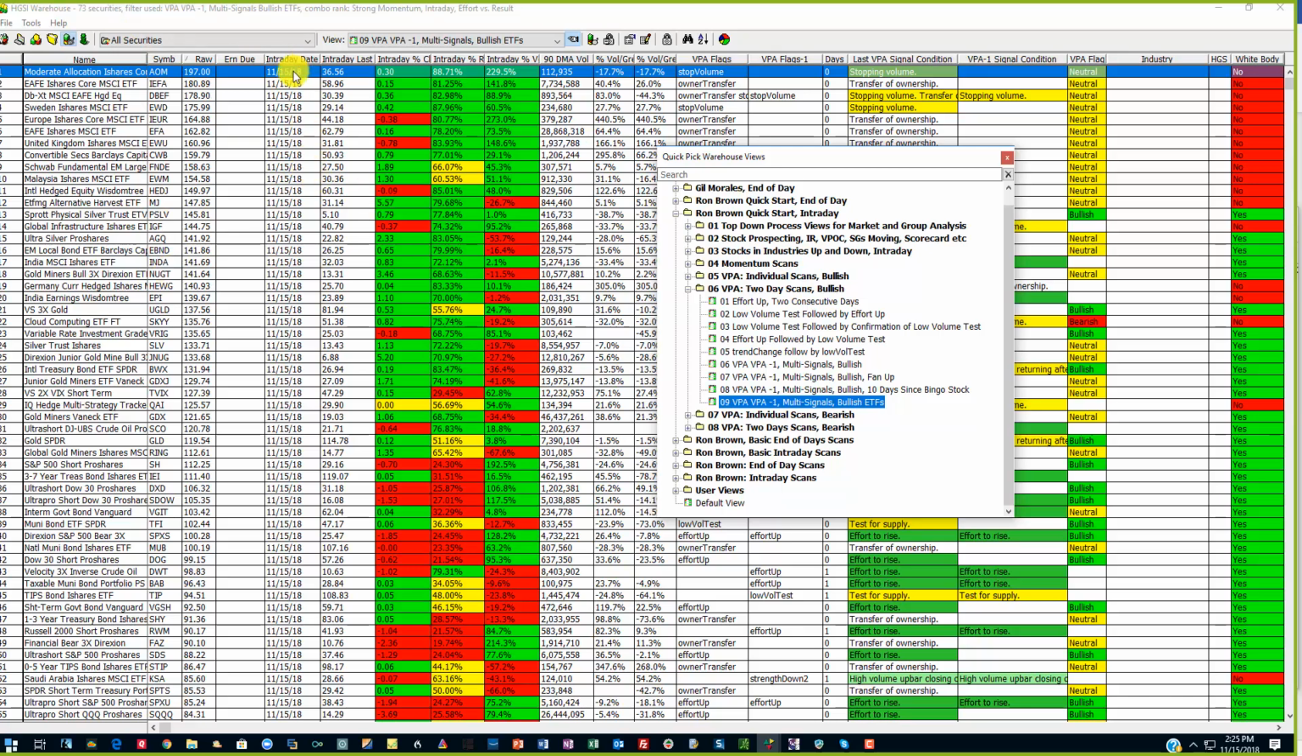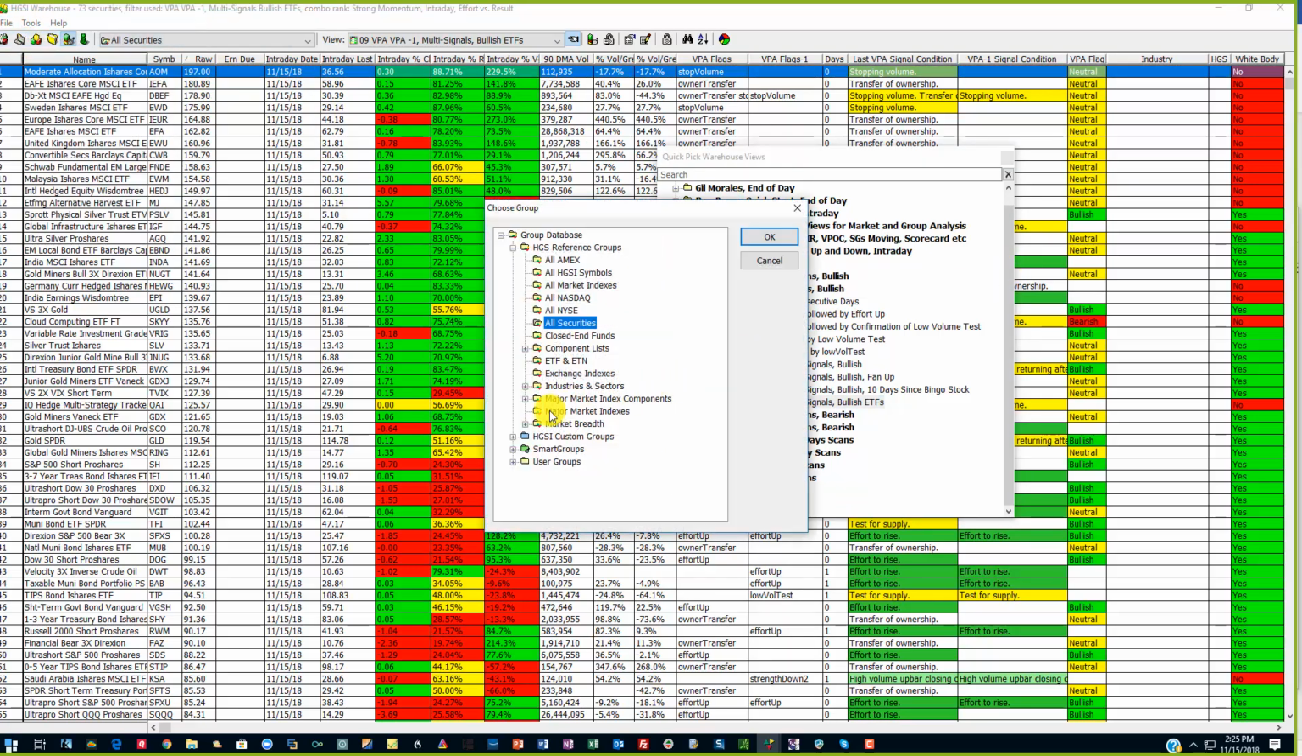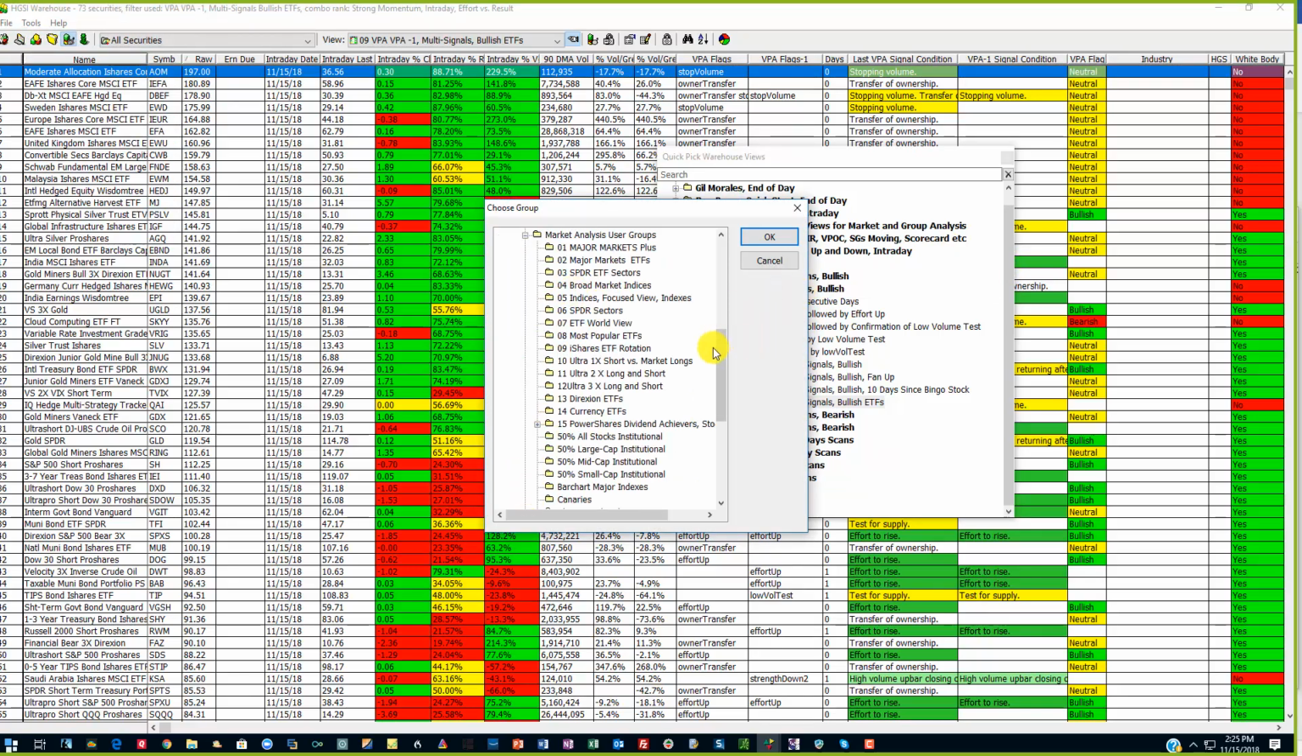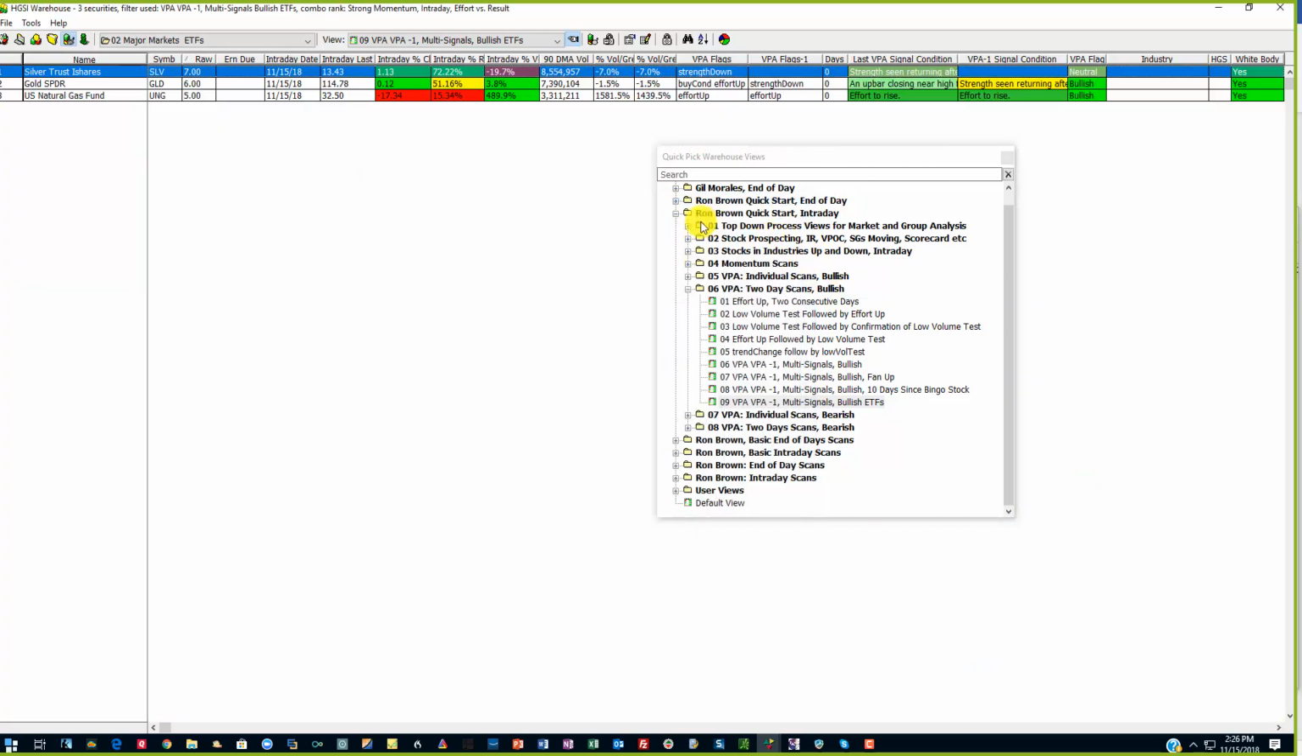You're probably just going to look at certain ETFs. But if you choose the groups, and if you go down to my market analysis user groups, and let's just look at the major market ETFs and see what pops up there.